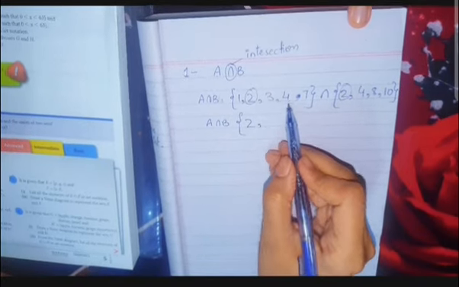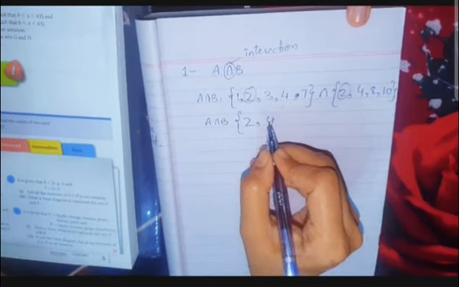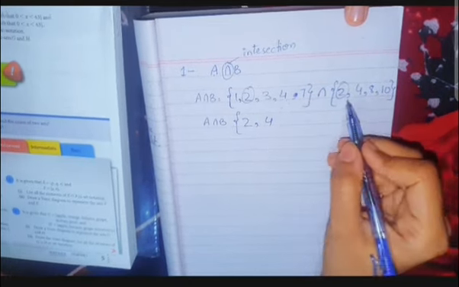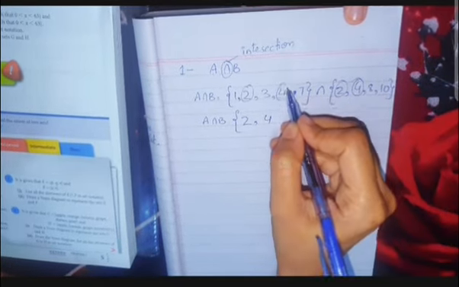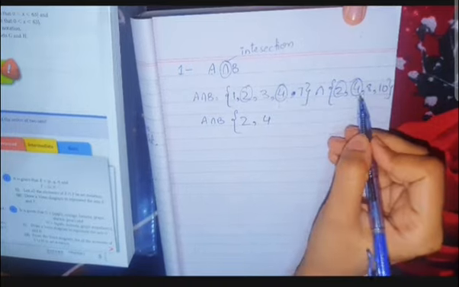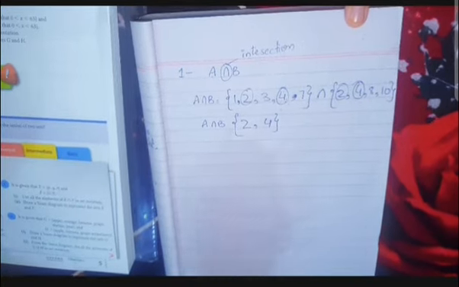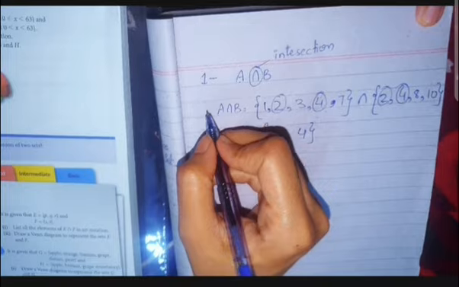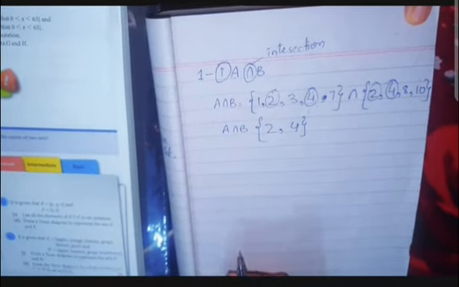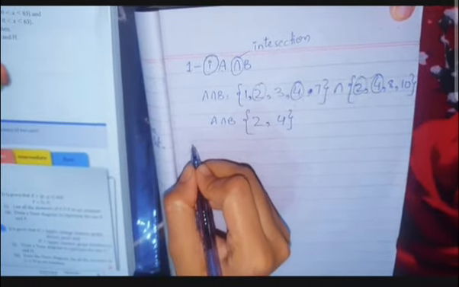Now 3 is not in both. 4, yes, 4. 1 2 3 4 7, and no other element is repeated. Only 2 and 4 are common, so 2 and 4 is our answer. We have done part 1. Part 1 is completed. Now move to part 2.